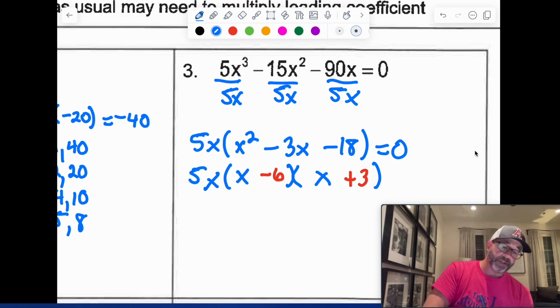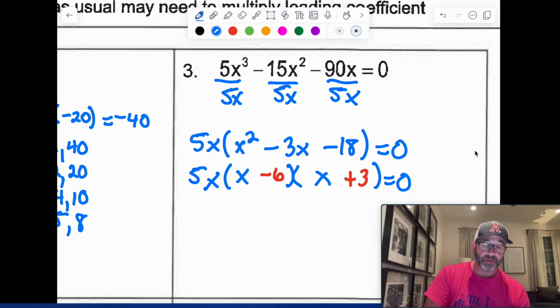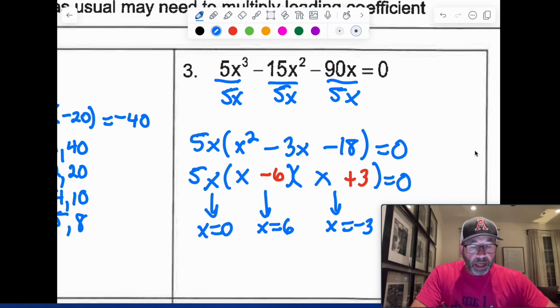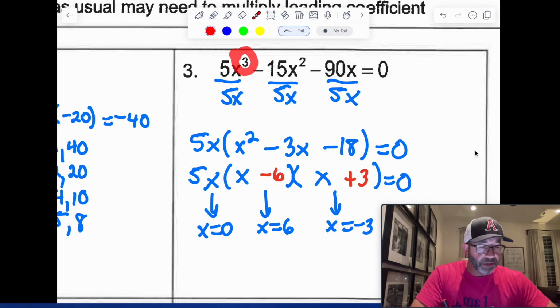Let's go and write out our factored forms, and then we're solving each one of these. Now we're going to go quicker with this. So this first one is going to be x equals 0. Next one is going to be x equals 6. Remember, take the opposite. And then the next one is x equals negative 3. Again, take the opposite. And again, the degree in this, that 3, tells us there should have been 3 answers for this entire problem here.